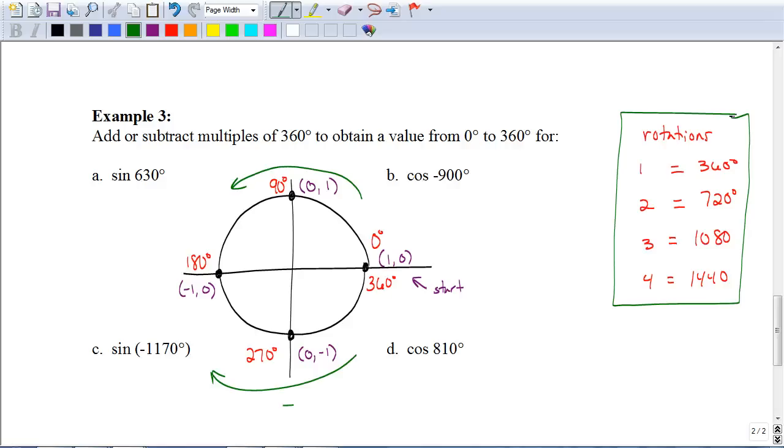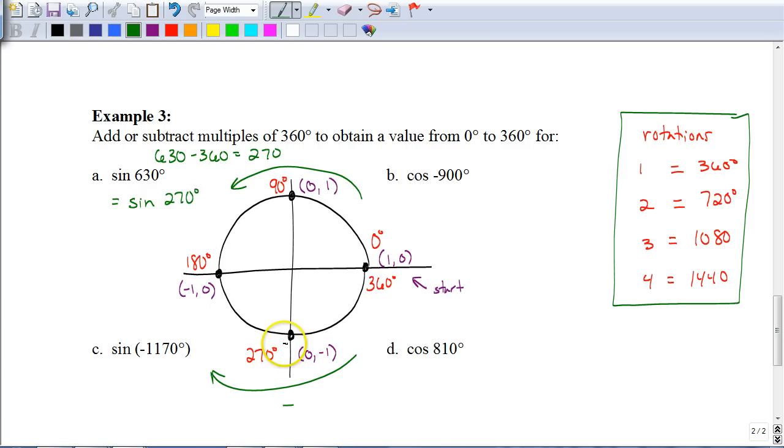Here we have this first one is sine of 630 degrees. Well, that's more than 1 full rotation. 1 full rotation would be 360 degrees. 2 full rotations would be 720 degrees. So it's not quite 2 full rotations. So to figure out how many degrees past 360 this would be, you're going to take 630 minus 360. Well, when we do that, you're going to end up getting 270 as your answer. So in other words, the sine of 630 degrees is the same as the sine of 270 degrees.